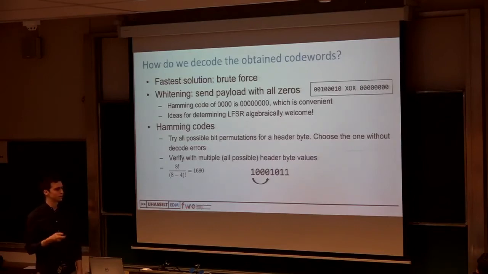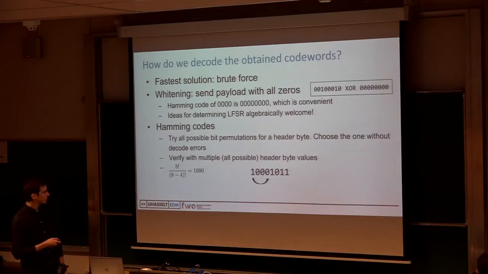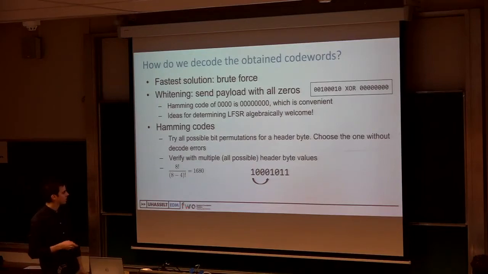And also, if you try to decode, you get some weird values sometimes. And then there is Hamming code. As I said before, the bit indices are not equal to standard Hamming, so they are permuted. So we can just go over all possible permutations of a single byte, which is not that hard to calculate. It's only this amount of possibilities, and it was pretty easy to brute force.